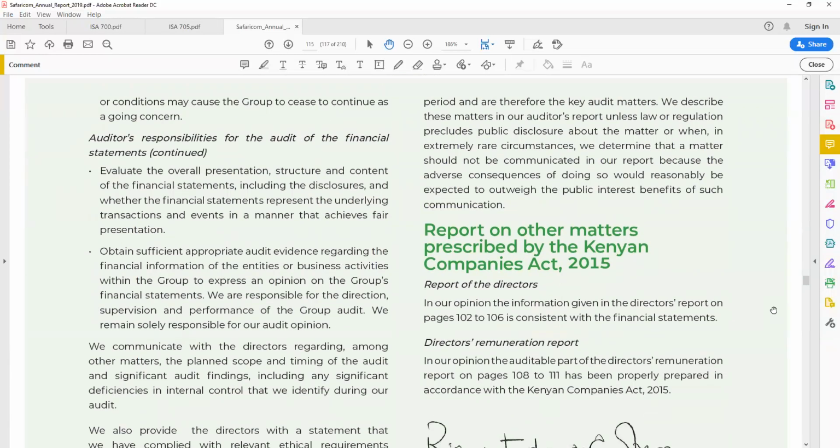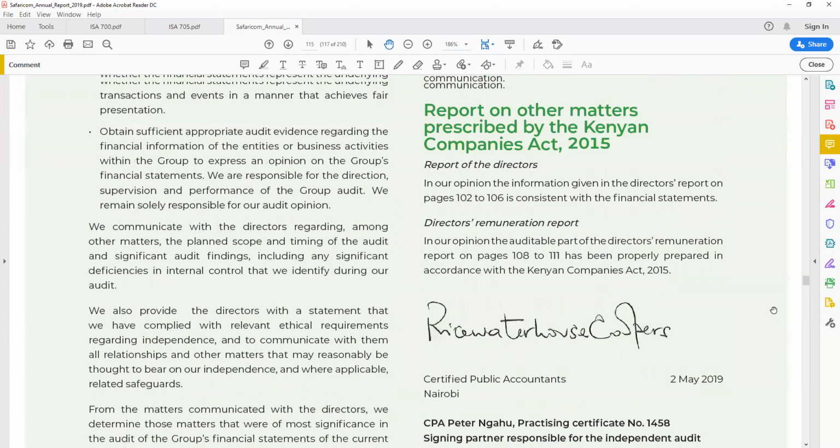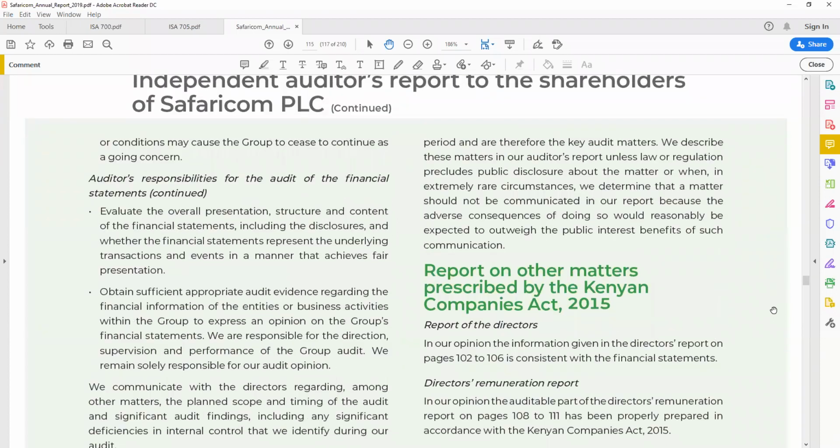So simply, there's a paragraph detailing what you did during the audit. A paragraph that gives detail on what you did during the audit. Let's go back to the ISA.